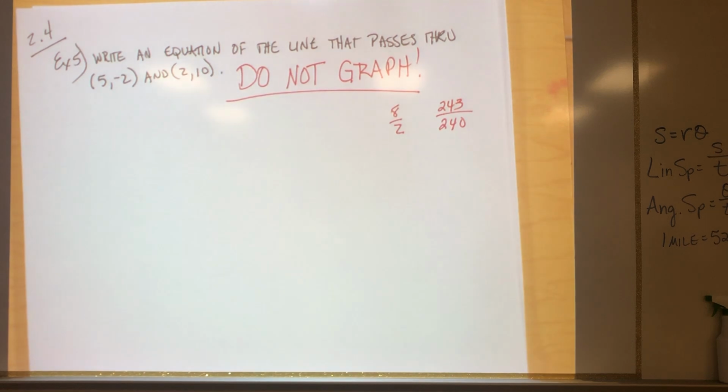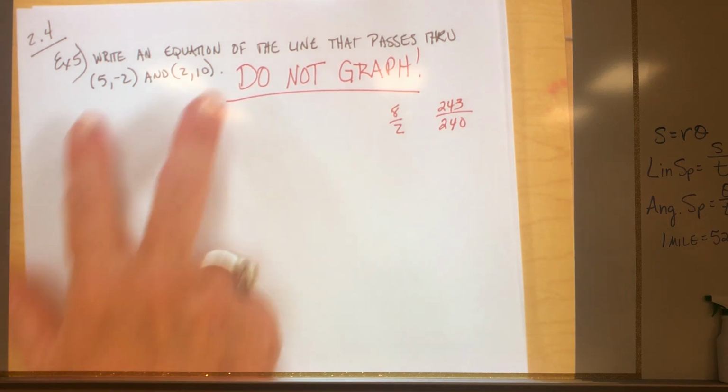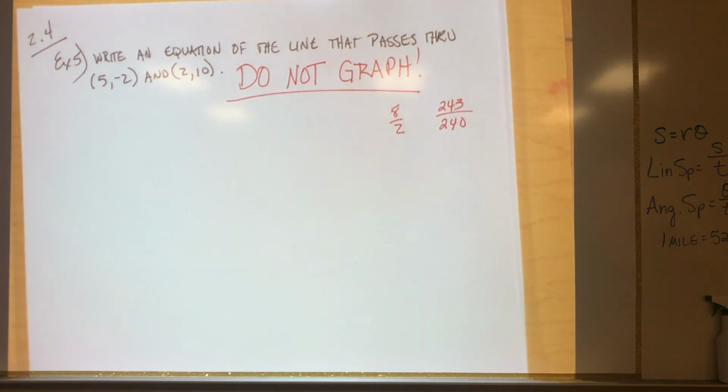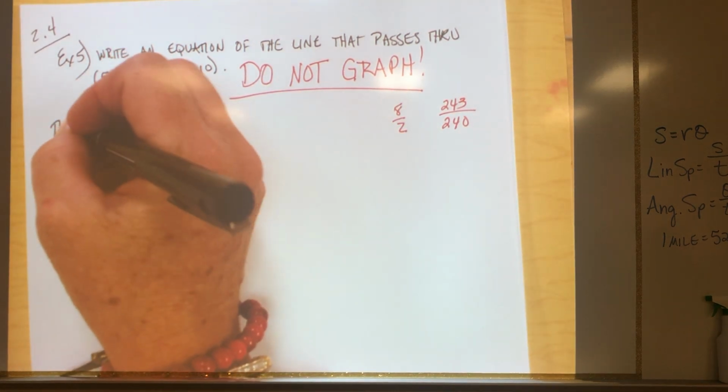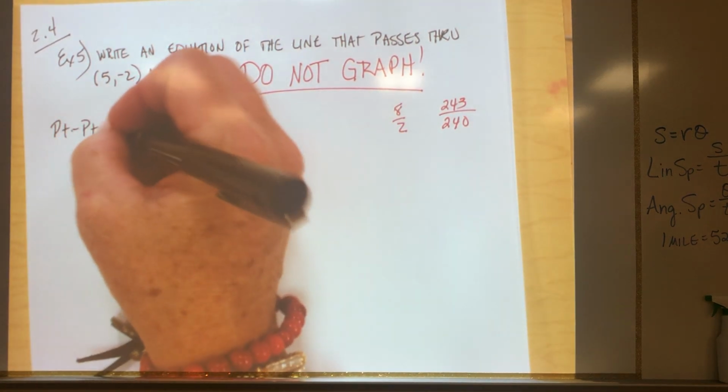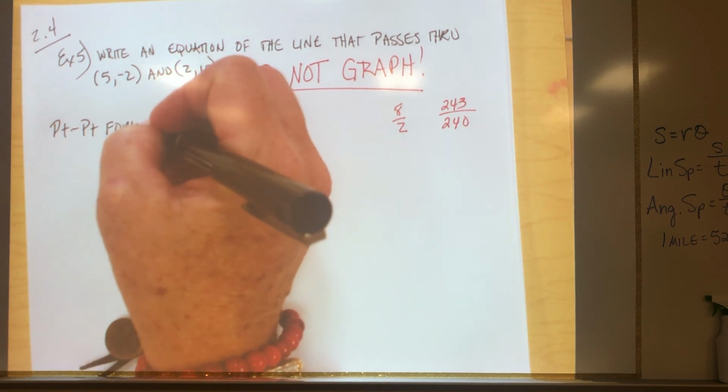All right. So what do I need? I'm trying to write the equation of a line. What do I need to write the equation of a line? The slope and a point, right? Well, I got 2 points. So obviously I can find the slope. I'm going to show you something. This is called the point-point formula. When would you use the point-point formula?